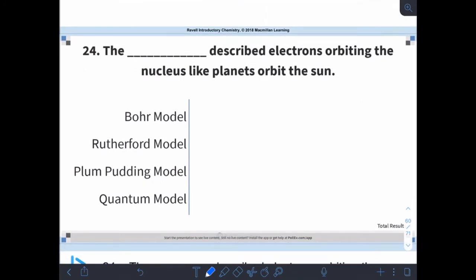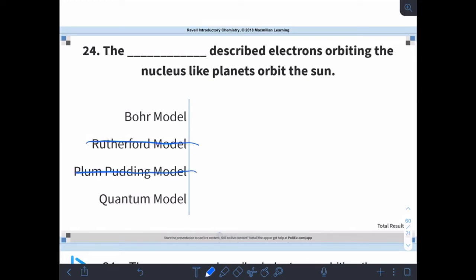All right, so question 24, the blank described electrons orbiting the nucleus like planets orbiting the sun. So we can immediately, so we haven't really talked about the Rutherford model, so that's going to be not fair game. So the plum pudding model was the one that hadn't yet discovered the nucleus yet. So how could they describe electrons orbiting a nucleus if they didn't know what a nucleus was yet? So we can count that one out.